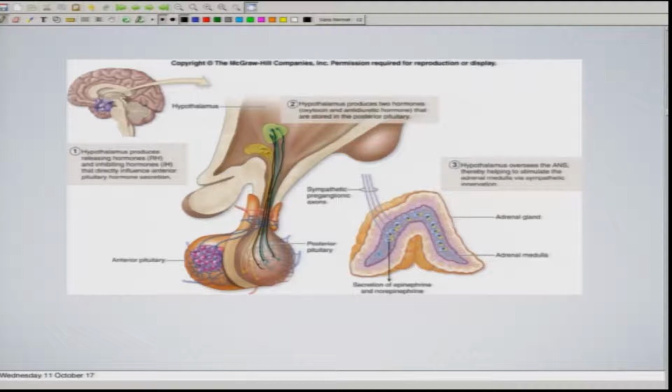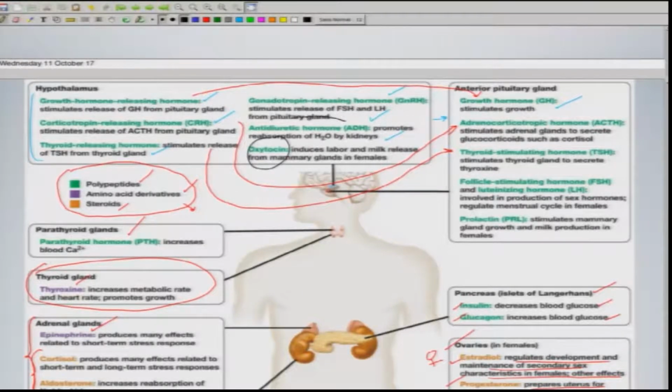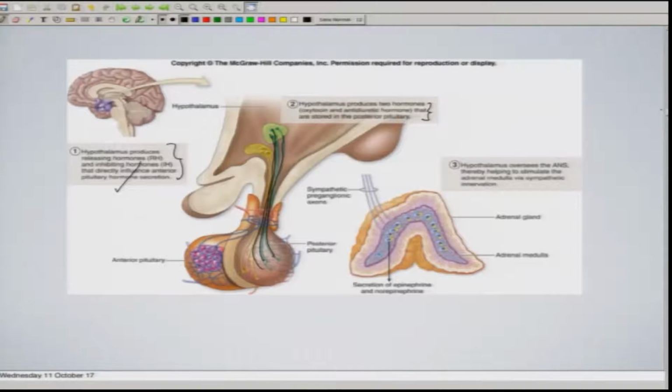Okay. So, here you have the hypothalamus. This is the hypothalamus producing releasing hormones and inhibiting hormones that directly influence the anterior pituitary hormone secretion. Hypothalamus produces two hormones, oxytocin and antidiuretic hormone, that are stored in the posterior pituitary. I was telling you that these two, oxytocin and antidiuretic hormone, if we go back to that master sheet, you will realize it. Here it is, oxytocin and antidiuretic hormone, these are directly going to the posterior pituitary.